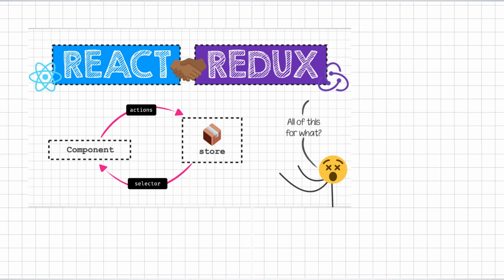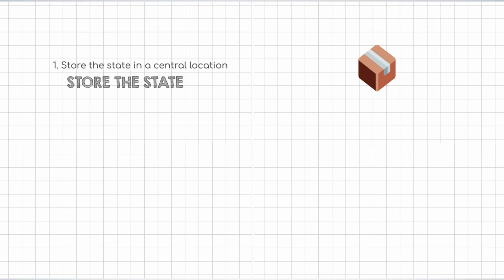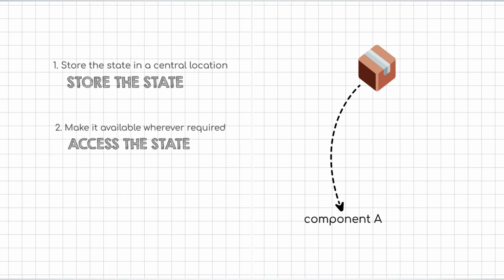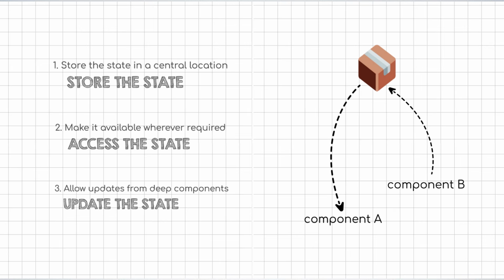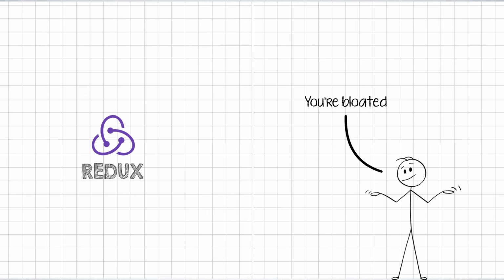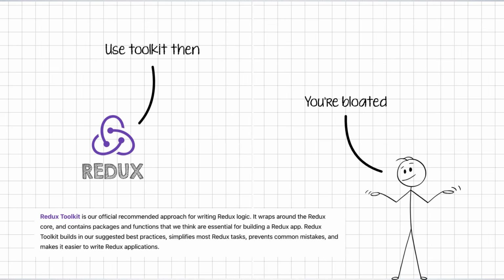In our previous video, we looked into Redux and how it helps us manage state. To summarize it here, Redux allows us to store the state in a central location, access it from wherever it is required, and also allows for updates from anywhere in our React tree. But there's a problem. Redux is bloated and there's a lot of boilerplate setup that needs to be done while starting a Redux project. For the same reason, even the official docs recommend using Redux Toolkit. That is what we will be looking into today.